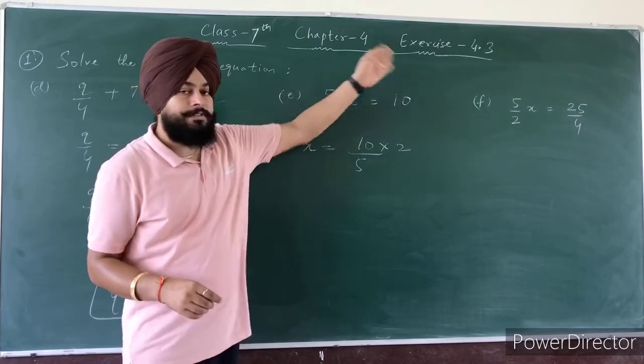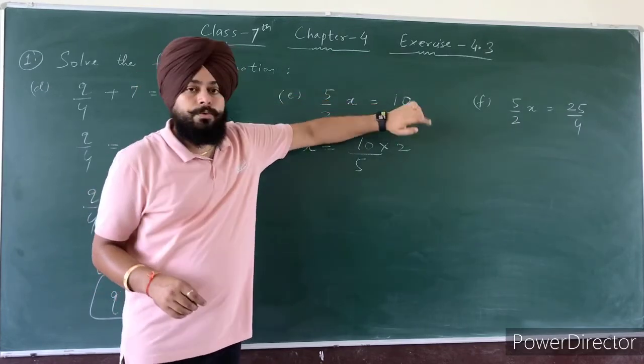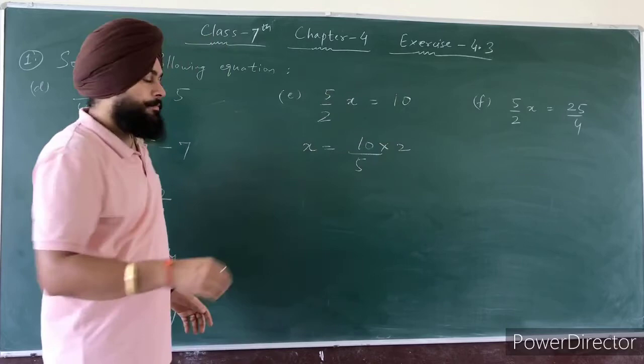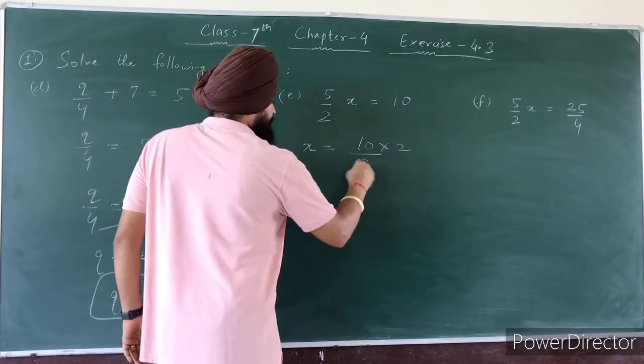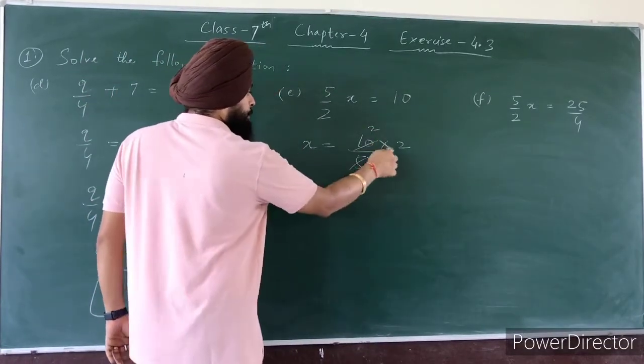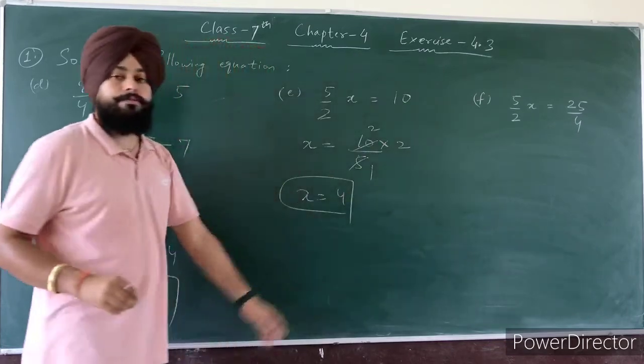When you take it on the right hand side, it is multiplied with the 2, multiplied with 10. Clear? Now 5 on the 5, 5 twos are 10, 2 into 2, 4. So the value of x is here 4.